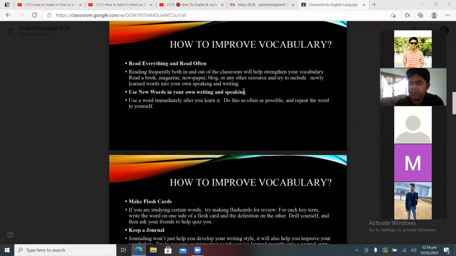Use new words in your own writing and speaking. For example, in one day, you've gone through, let's say, 10 to 15 words. Now, these 10 to 15 words are the addition to your vocabulary. Try to use them in spoken English and written English also. As it says, use new words in your own writing and speaking. Use a word immediately after you learn it. Do this quite often, right? Repeat these words. Try using these words in your written English and in your spoken English. So these words should be on your fingertips. You need to own these words.